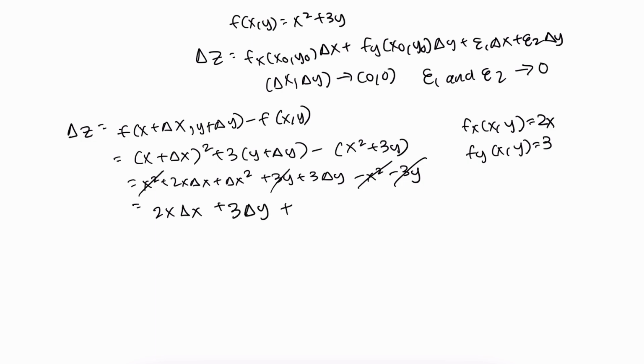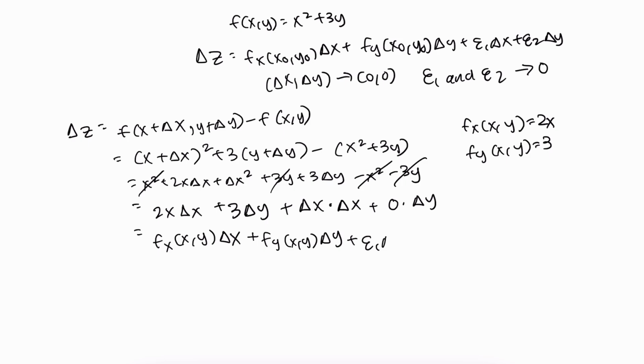And now this delta x squared can be written like this. We're just going to do 0 times delta y because it helps us write it in this form, which is what we want. So we can change our expressions to the partial derivatives. So we get f sub x of x comma y delta x plus f sub y of x comma y delta y plus epsilon 1 delta x plus epsilon 2 delta y.